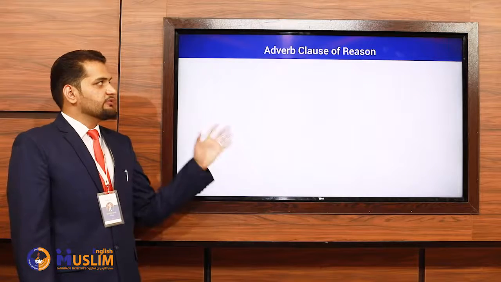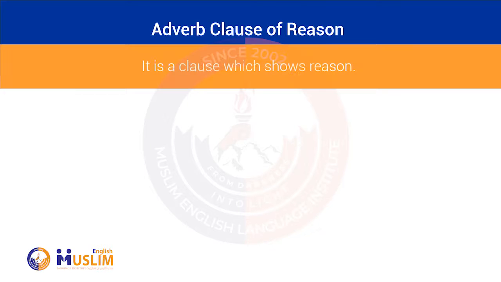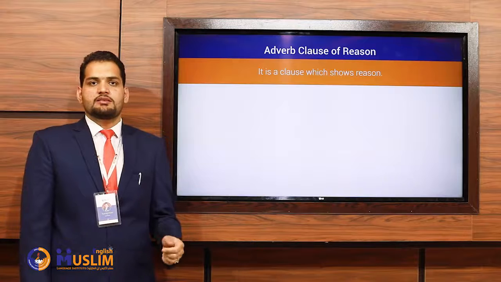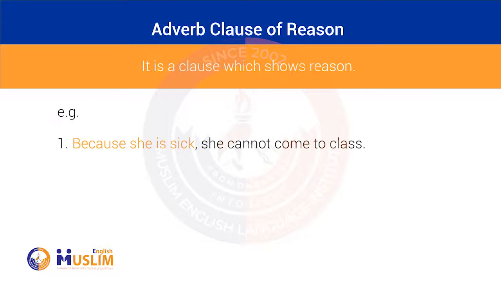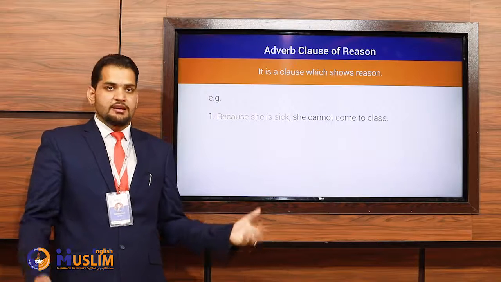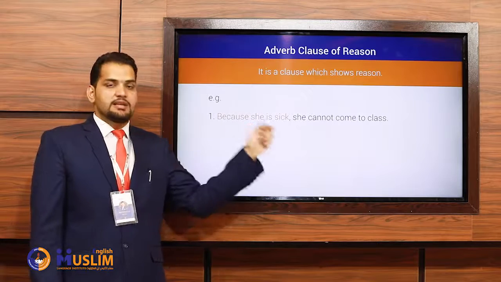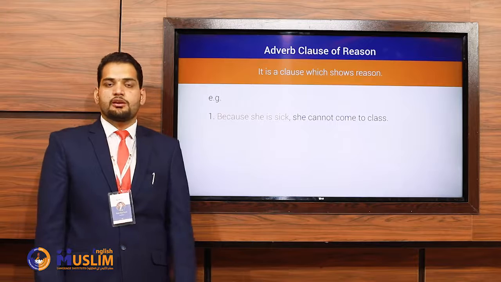Now, let's talk about the first type of adverb clause, and that is adverb clause of reason. As it is clear from the name, it talks about the reason of something. In simple words, an adverb clause of reason answers the question why. Why does something happen? For example, number 1. Because she is sick, she cannot come to class. So, why can she not come to class? Because she is sick. Here, because she is sick is talking about the reason of her not coming to class. That's why we call it an adverb clause of reason.